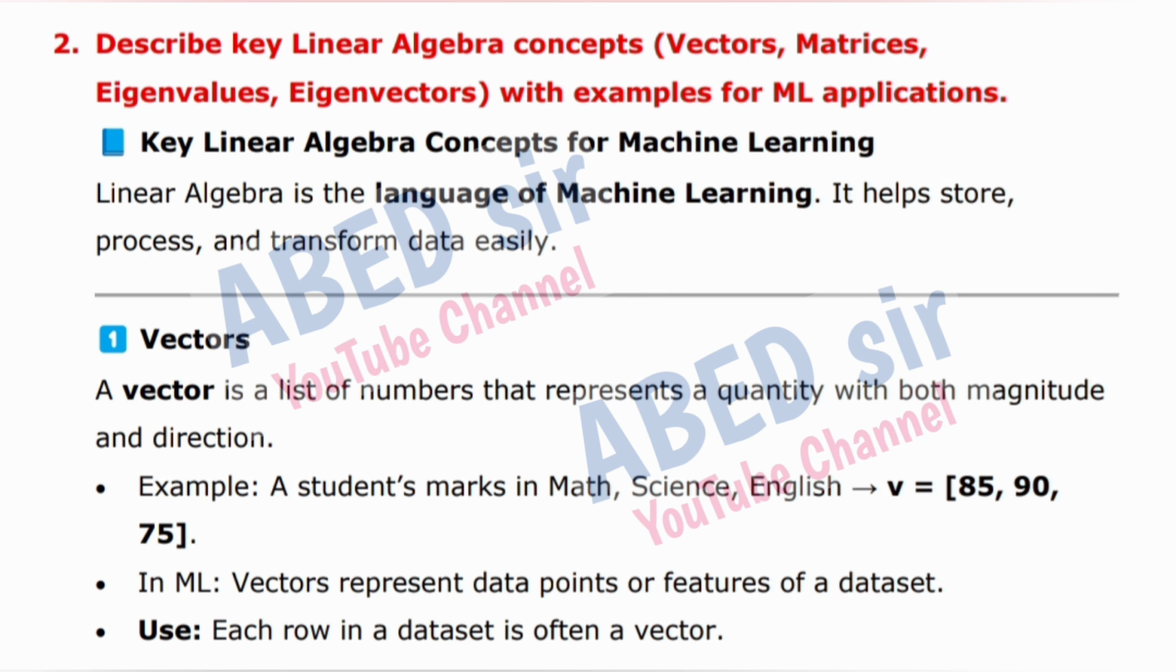Vectors. A vector is a list of numbers that represents a quantity with both magnitude and direction. Example, a student's marks in math, science, English: v = [85, 90, 75]. In ML, vectors represent data points or features of a dataset. Use: each row in a dataset is often a vector.